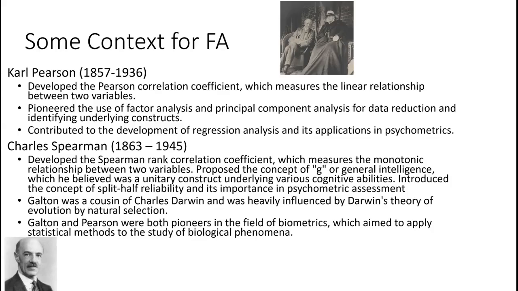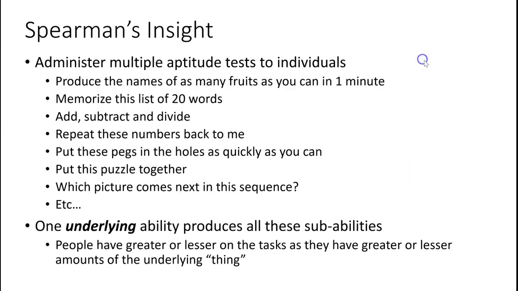Spearman's insight was there's one underlying ability that produces all of the patterns of responses that you see on scores. And in this case, the pattern of responses would just be those who score high on one tend to score high on all of them. Those who score low on one tend to score low on all of them, because one underlying within-person latent variable was responsible for how people score on those tests.